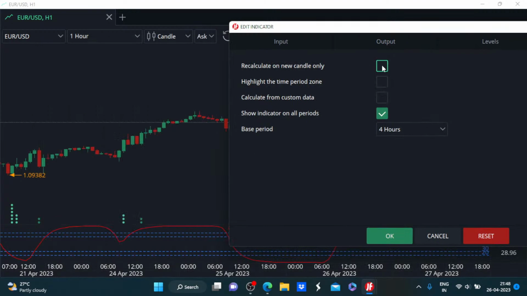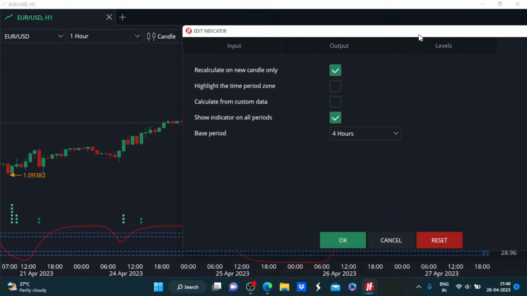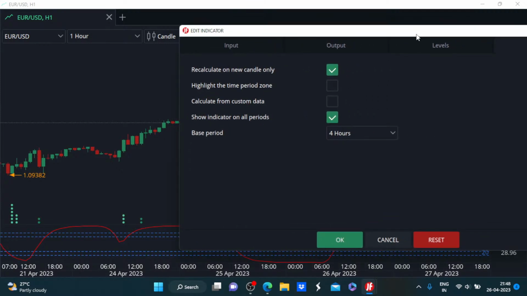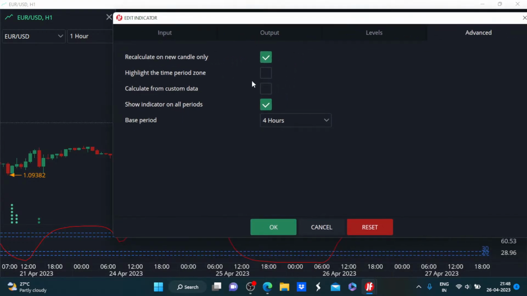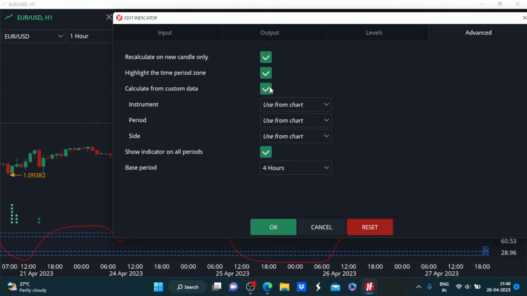You can have the recalculate on new candle only. So whenever you opt in for this, the output will remain fixed, remain the same throughout the current candle period. For new candle, highlight the time period zone. Whatever is your calculation period can also be highlighted, so it becomes much easier for you to remember what is your calculation period.